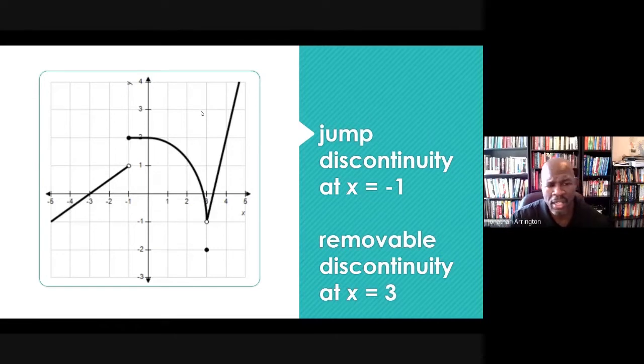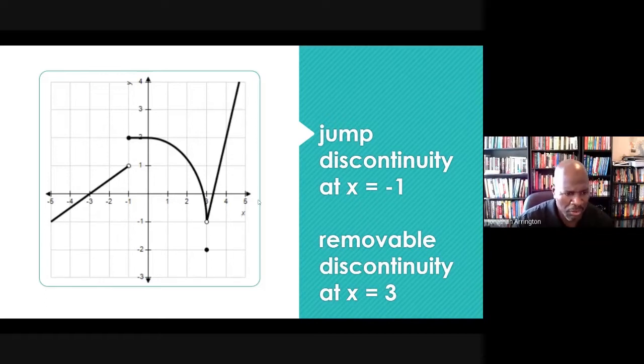So on this graph, there are two discontinuities. There's a jump discontinuity here at x equals -1, and there's another removable discontinuity here at x equals 3. But this removable is different from the previous two we looked at. So I want to look at this removable discontinuity first for a second.